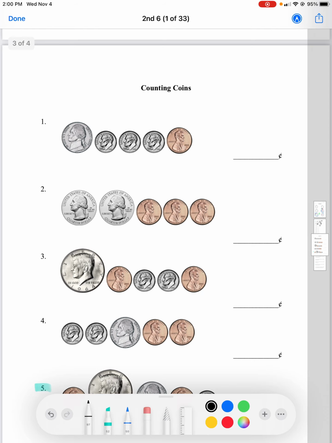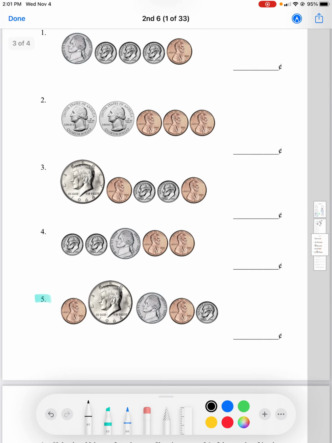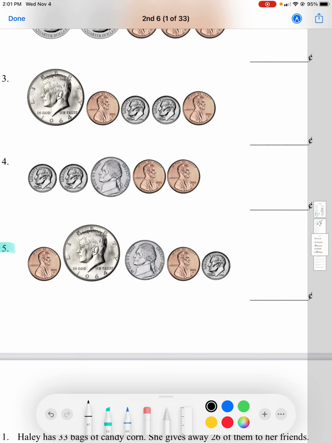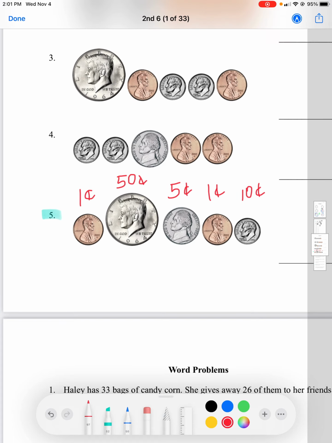Now we're going to be counting coins. We've done this a few times before. We'll go back to this as a little review. So let's do number 5. We're given a penny, which is 1 cent. This is 50 cents, a half dollar. This is a nickel. This is another penny, and this is a dime, 10 cents. So let's add all of these up to count how much money we have.